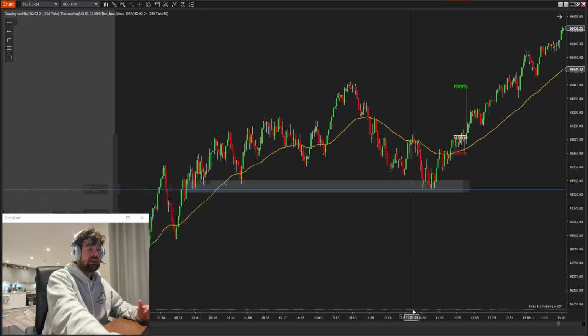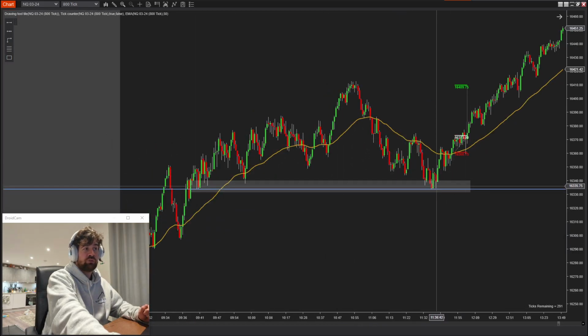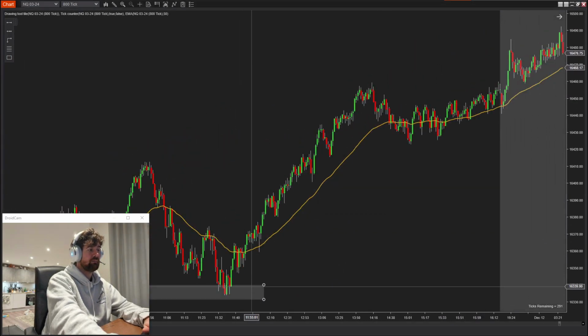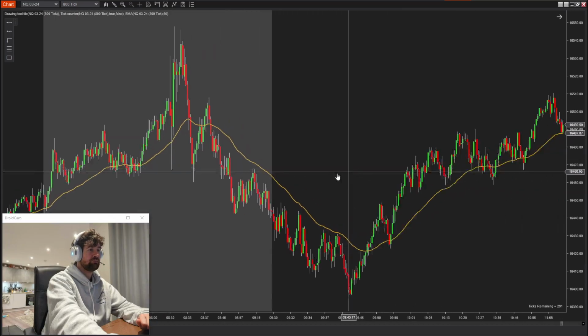The key here is the situation. We've held a previous area of support, we've got above the 50, and now we're looking for a hold of the 50 EMA and a subsequent momentum entry.